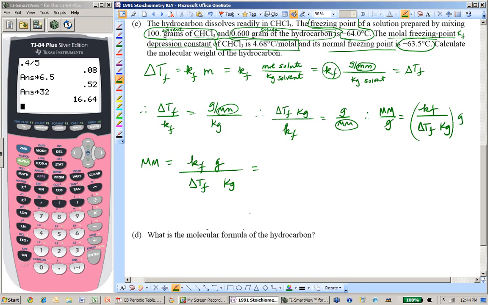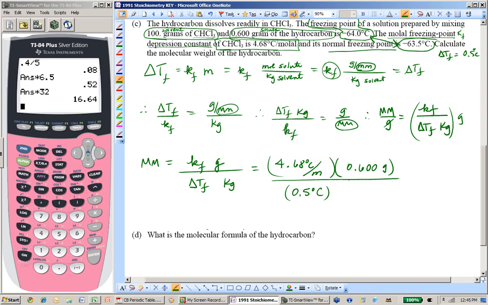Now, it's just a direct plug and plug. So, 4.68 per molal times the grams of the solute, I remind you, which was 0.600, over the change in the temperature of the freezing point. So I come back and compare these, and delta Tf was equal to a half a degree. It only dropped by a half a degree. So this is 0.5 degrees Celsius. Don't worry about the sign on it. Molar mass is positive. For the love of God, there's no such thing as a negative molar mass. And then the kilograms of solvent would be 100 grams, so that's 0.100 kilograms.